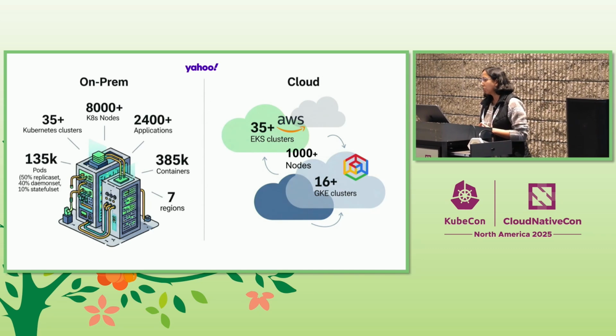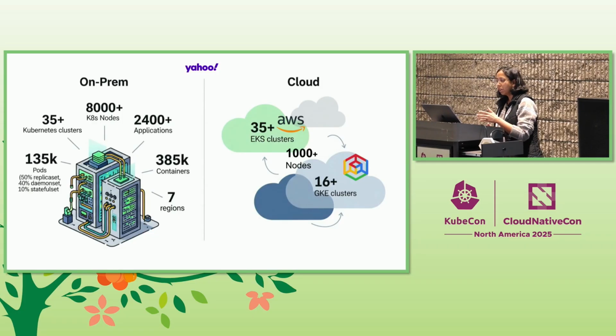Recently, we also embarked on our journey into the cloud as well. With that, we have 35 plus EKS clusters and 16 plus GKE clusters, which also contain about 1,000 plus nodes.